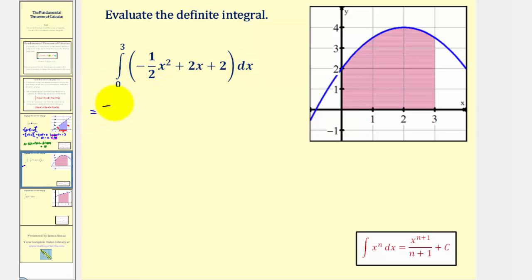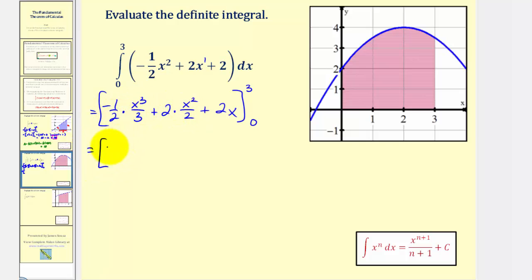So we'd have negative 1/2 times x to the third divided by 3, plus 2 times, this is x to the first, so we'd have x to the second divided by 2, plus the antiderivative of 2 with respect to x would be 2x. So this is our antiderivative, which we now need to evaluate at 3, then 0, then find the difference, but of course we'll simplify this first.